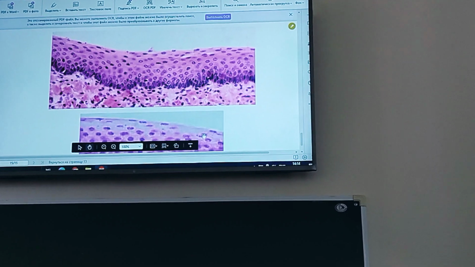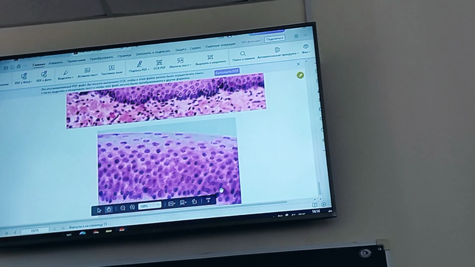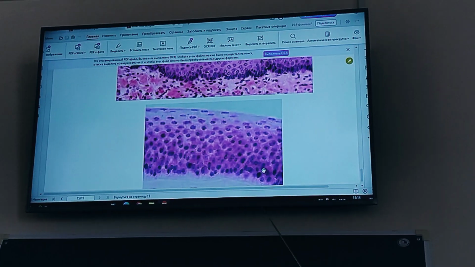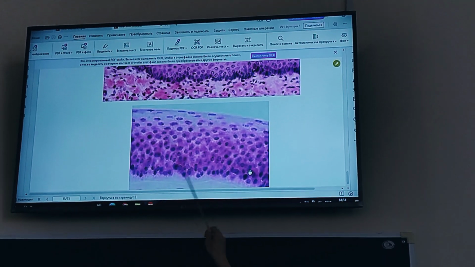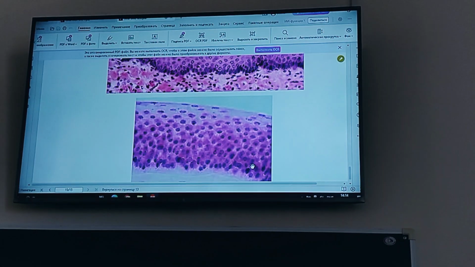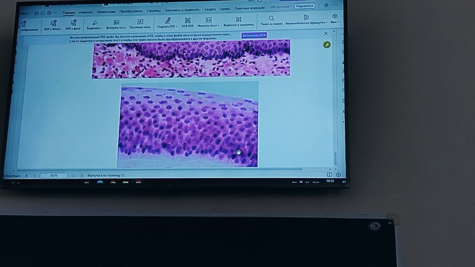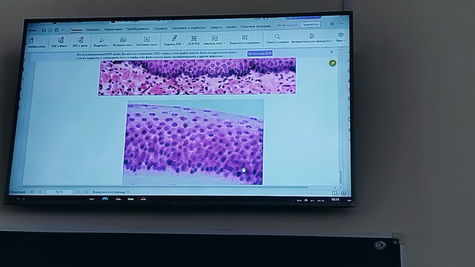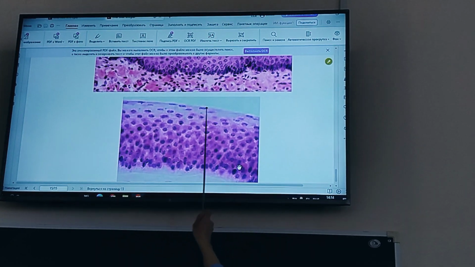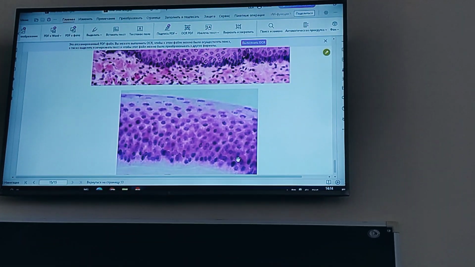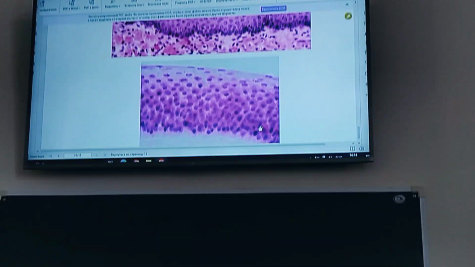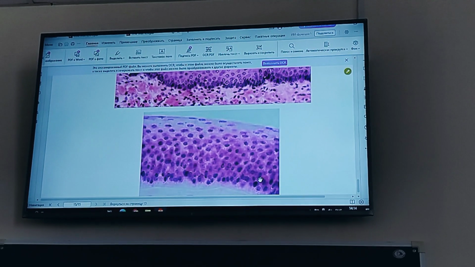And the last image, the last slide. The last type of epithelium, also stratified. I can see several layers of cells, so it is stratified. But we need to watch the superficial cell layer. So it is squamous: superficial cells are flattened, but nuclei are preserved, so cells remain alive. That is why it is non-keratinized.